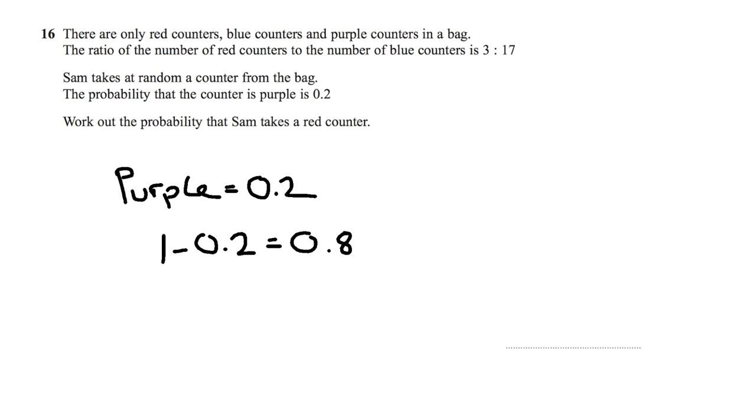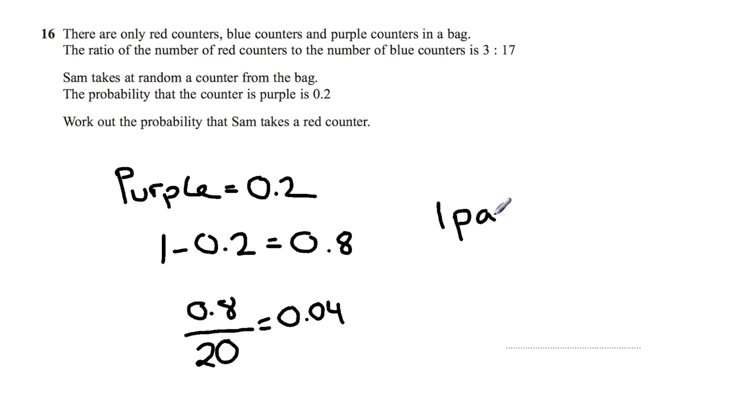So we need to add all the parts together. 3 plus 17 equals 20. And then I'm going to divide 0.8 by 20. So 0.8 divided by 20 equals 0.04. So one part is worth 0.04. We want 3 parts, which is equal to the red counter.